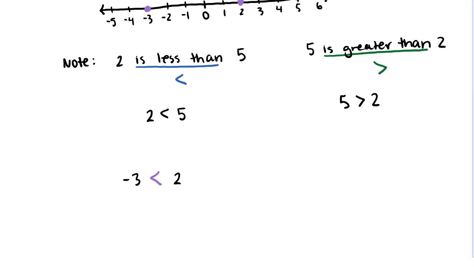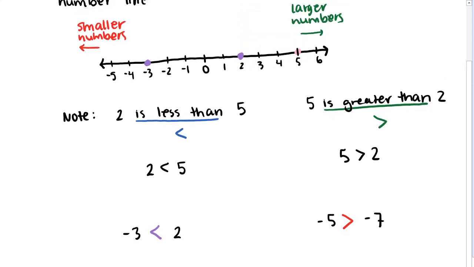Here, what about -5 and -7? How do these numbers compare? Which number is the larger number? And so this again might feel a little confusing because you see 7 and we're used to thinking 7 is bigger than 5, but here with these negative signs in front, actually -5 is greater than -7.